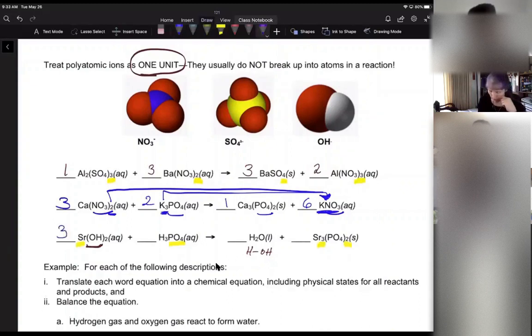Same thing here. You could think of 2 hydroxides and 3 hydrogens coming together to form a minimum of 6 waters. Or you can start with the metals.